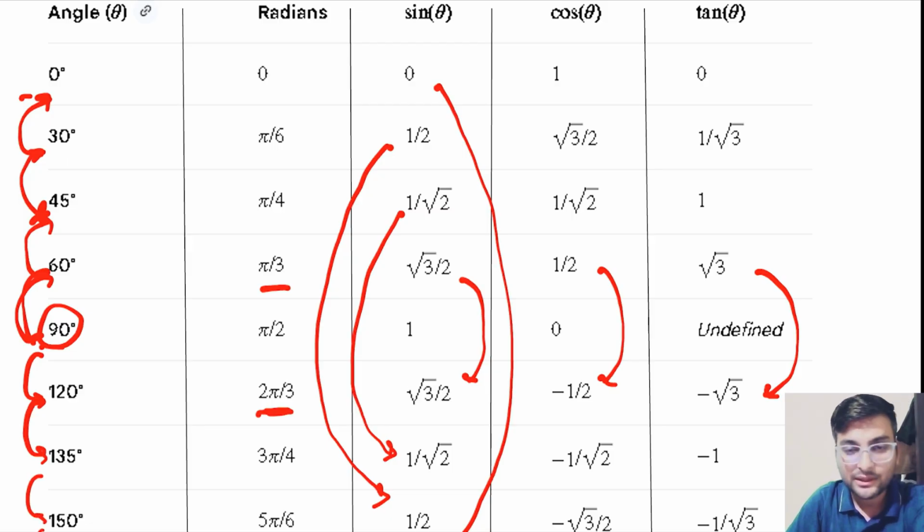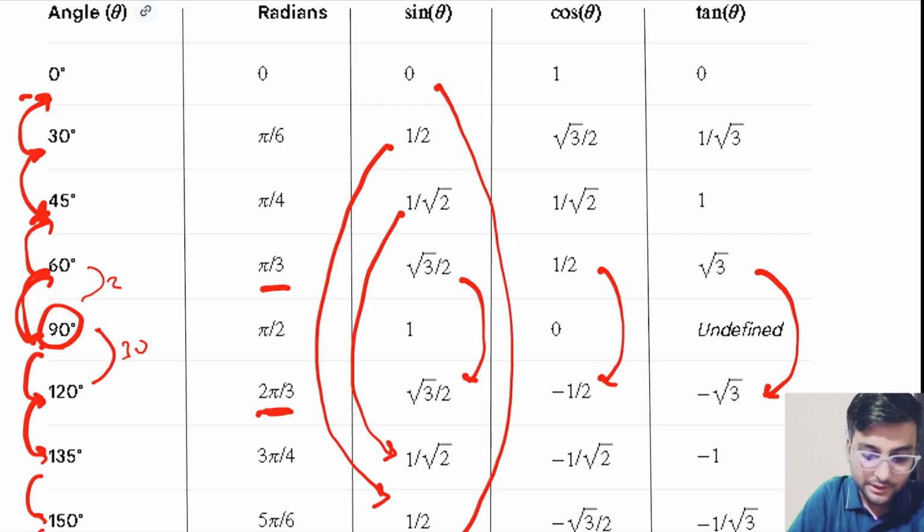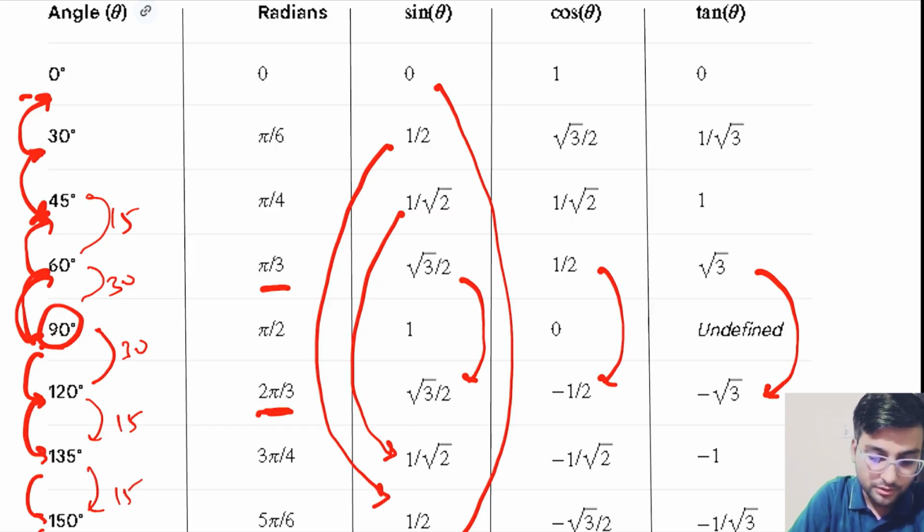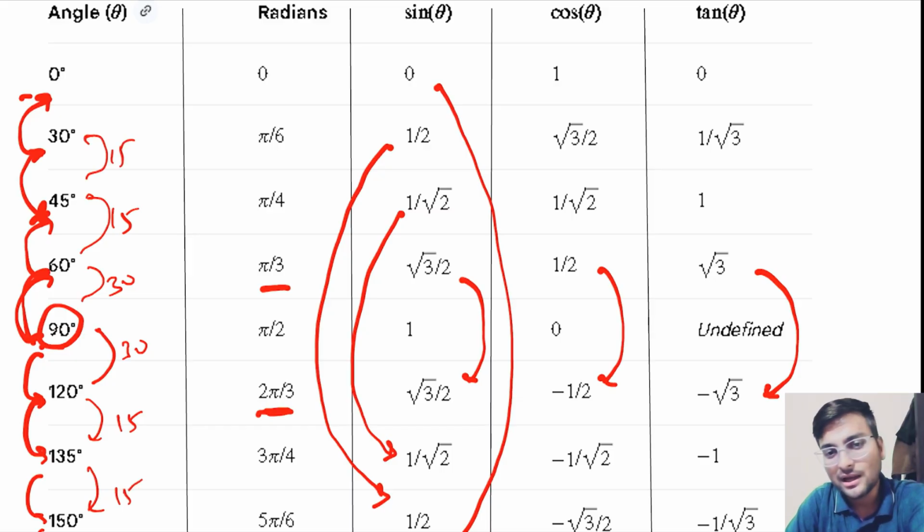Nothing else, and the difference between these will be how much? 30. So this side also the difference is 30. This side the difference is 15. See this, there is also a 15 difference, here is also a 15 difference, here is also a 15 difference. So similar things are copying from up and down. So you see here, the trick says that the values are repeated.